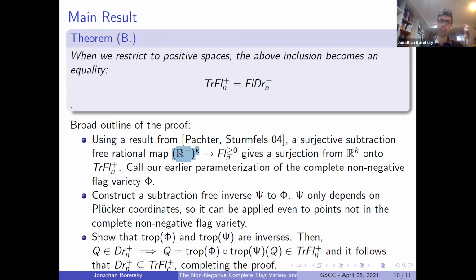And then what I need to do is show that trop of phi and trop of psi are inverses. So when I tropicalize, I maintain this property of being inverse. And then the key is that if Q is any point in the Dressian, I can write Q as trop phi composed with trop psi of Q, because this composition is just the identity. But trop phi is a surjection onto the non-negative tropical flag variety. So I conclude that Q is actually in the non-negative tropical flag variety. And that shows us that the Dressian is contained in the tropical flag variety, and that's the harder direction.